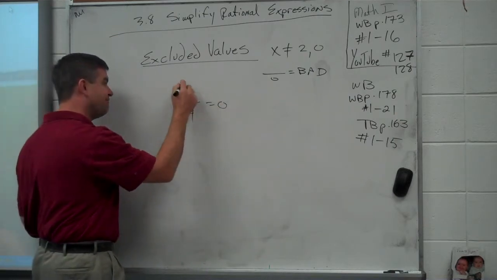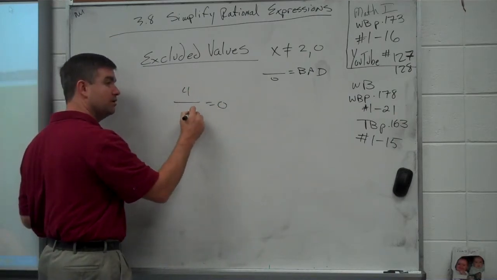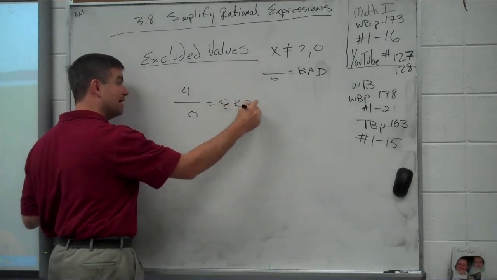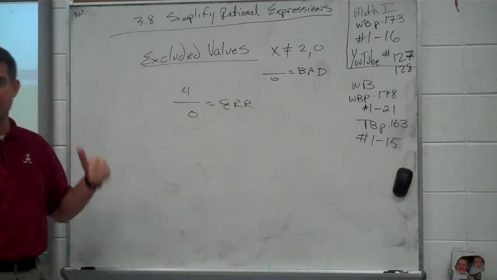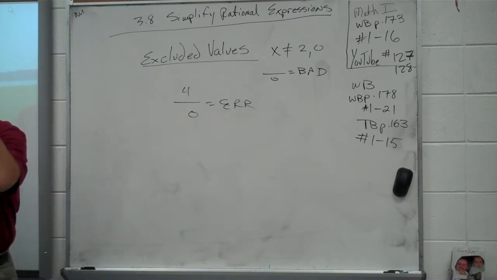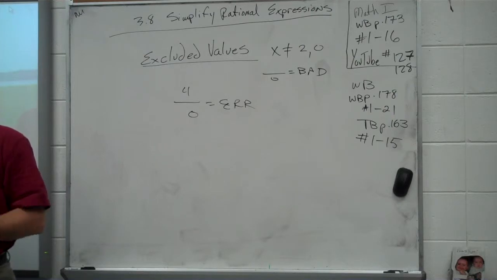But if you say 4 over 0, what do you get on your calculator? Error, right? It won't do it. You cannot divide by 0. Your calculator can't do it. You can't do it in Cal 1. You can't do it in Cal 5. No matter how high up, you do not divide by 0, ever.